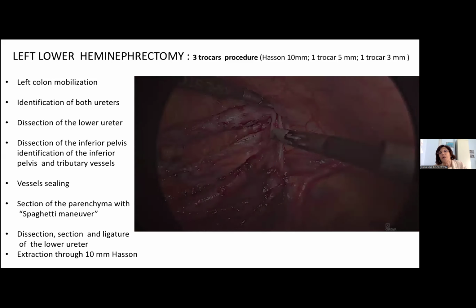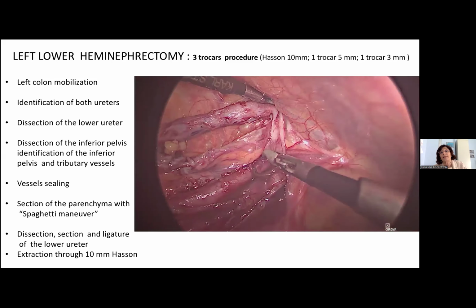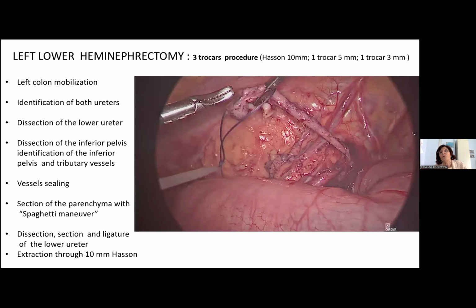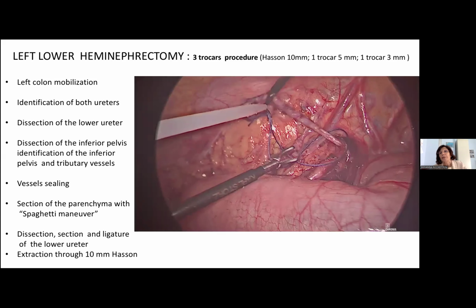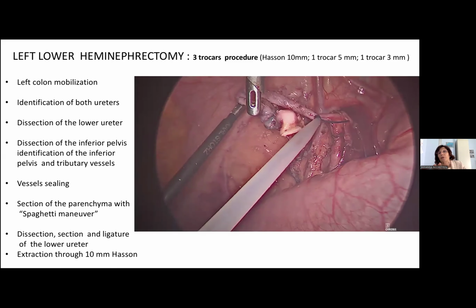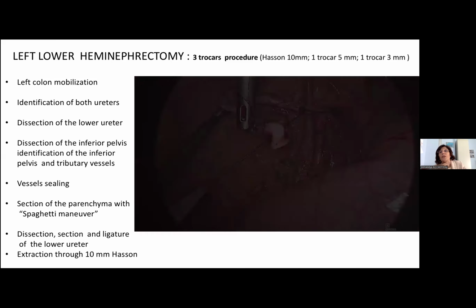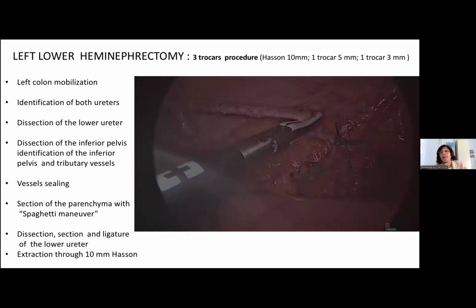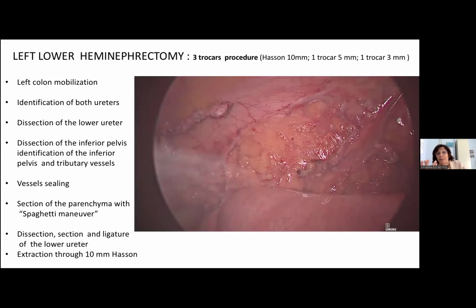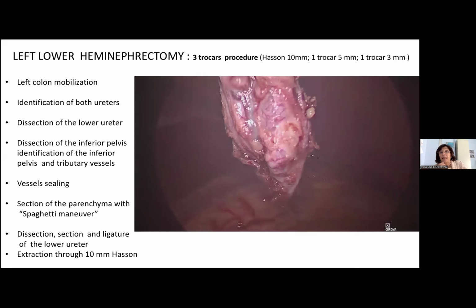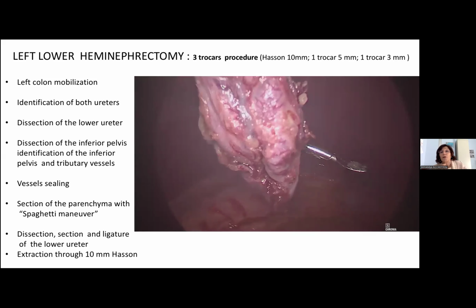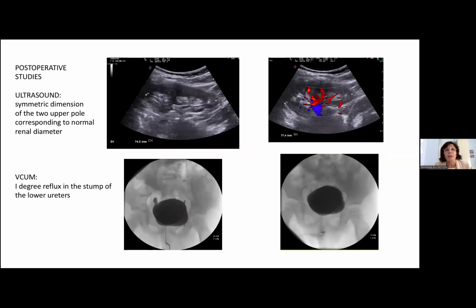And then this is one of the arguments that we discuss later: how far can we go deep in the dissection. There is a moment where the wall between the two ureters is common, and it's difficult to go farther. And this can lead to the presence of a residual ureteric stump. This was the follow-up of this patient.